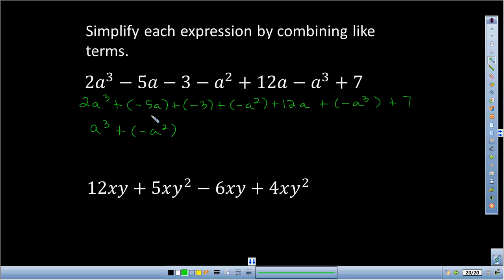Now we have two terms that have a variable factor of a. So that's a negative 5a and that's a positive 12a. And when we combine those two, we get a positive 7a. And then we look for our like terms. We have negative 3 and a 7. Those are also like terms, and when we combine them we get 4. So there we have our simplified expression.